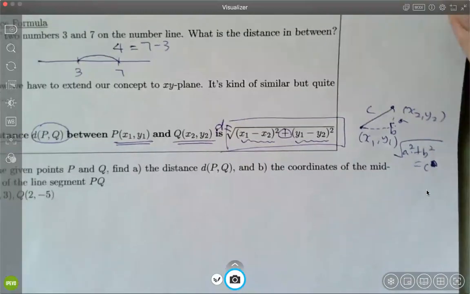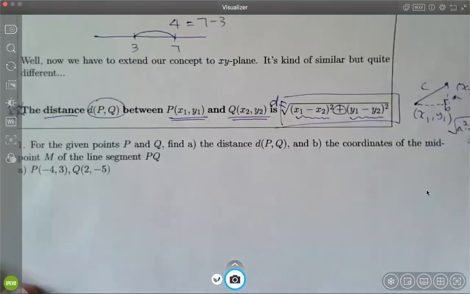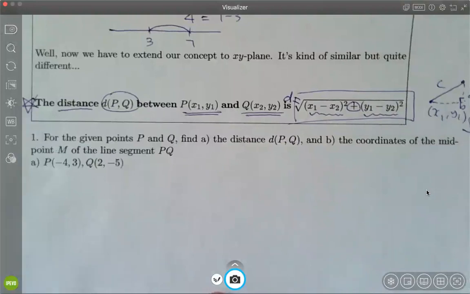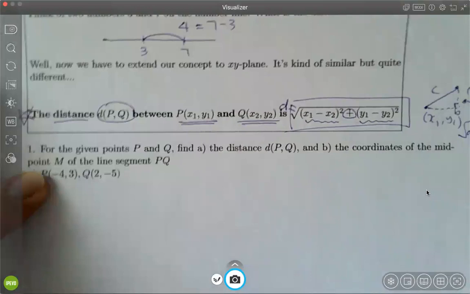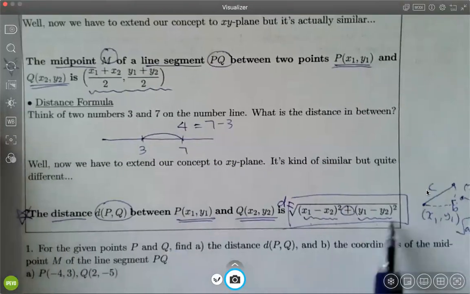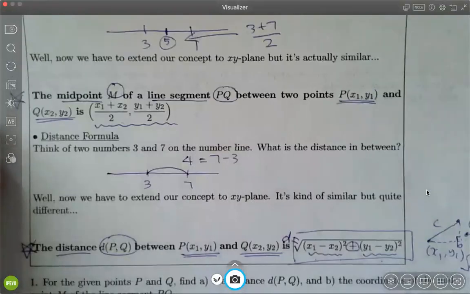Now, let's do a problem which will use these two formulas. For the given points P and Q, find the distance and the midpoint. No matter which formula you use, what do you need? x1, x2, y1, and y2, right? So what do you have to do? Identify those coordinates, x1, x2, and y1 and y2.